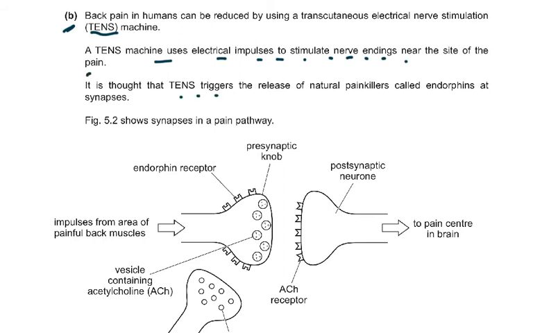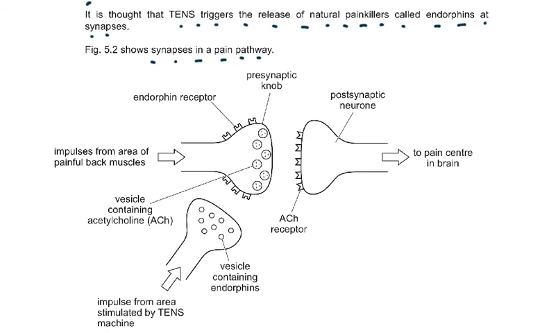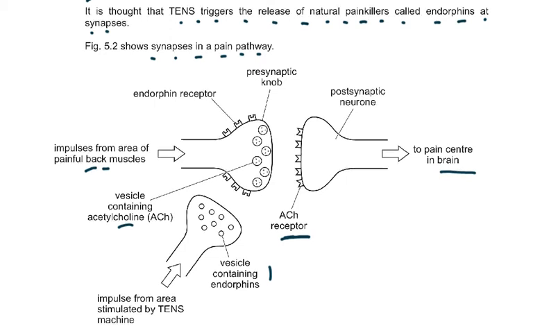It is thought that TENS triggers the release of natural painkillers called endorphins at synapses. Figure 5.2 shows a synapse in a pain pathway. So look at it very carefully. Impulses from area of painful back muscles, then endorphin receptors, then presynaptic knob, then postsynaptic neuron to the pain center in the brain. Here you have acetylcholine receptors. Here you have vesicles containing acetylcholine. Here you have vesicles containing endorphins, and impulse from area stimulated by TENS machine.